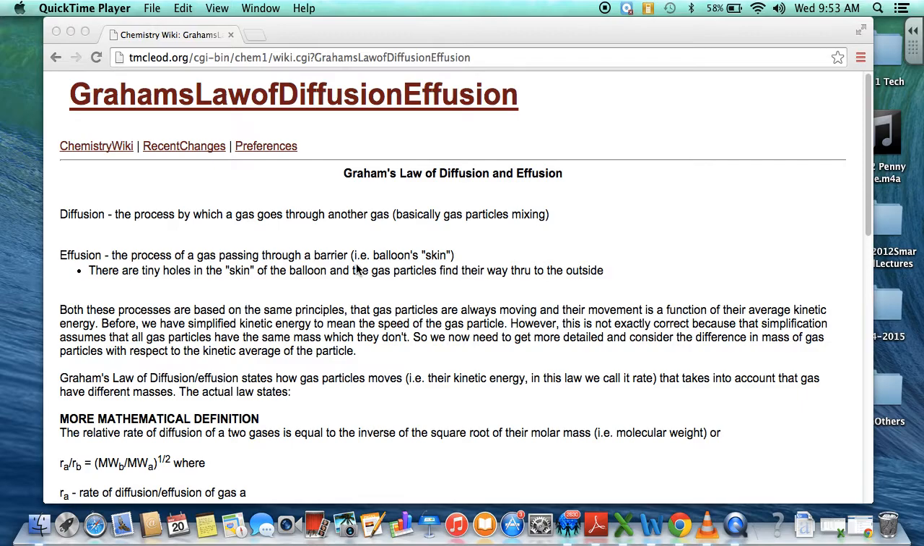Diffusion, as you see here, is gases basically just going in between other gas particles, whereas effusion is a gas particle going through some type of barrier, and they're going through the holes in that barrier.